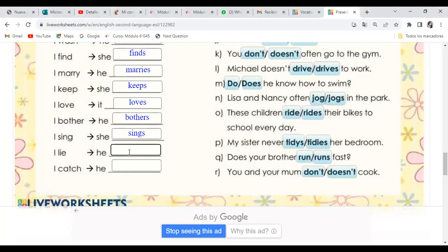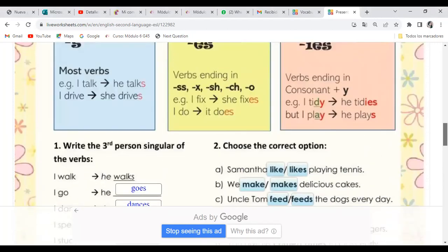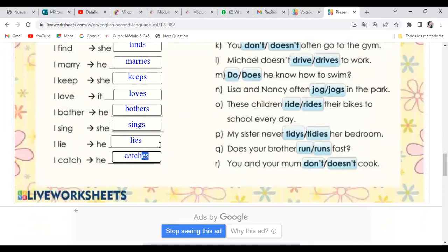Now the verb lie, que puede ser también mentir. Él miente. Don't trust him. He lies. Él miente. He lies. And the verb catch, por ejemplo, él toma el camión diario. He catches the bus every day. So we say catches. He catches the bus every day. Y bueno, este verbo lleva la terminación ES porque cumple con la regla de arriba. Vean todos los verbos que terminan con CH. Cuando los conjugamos en afirmativo con he, she, it, pues simplemente le agregamos ES.